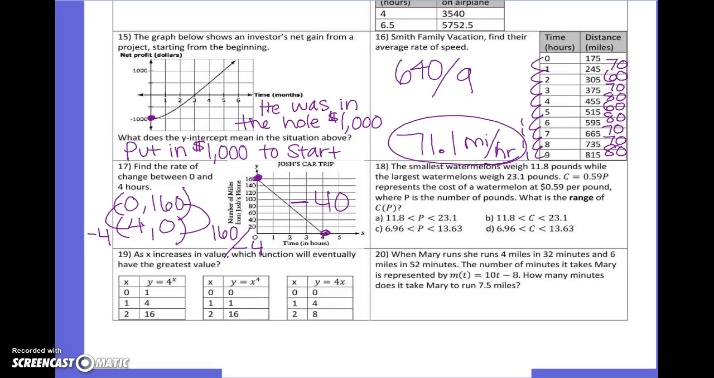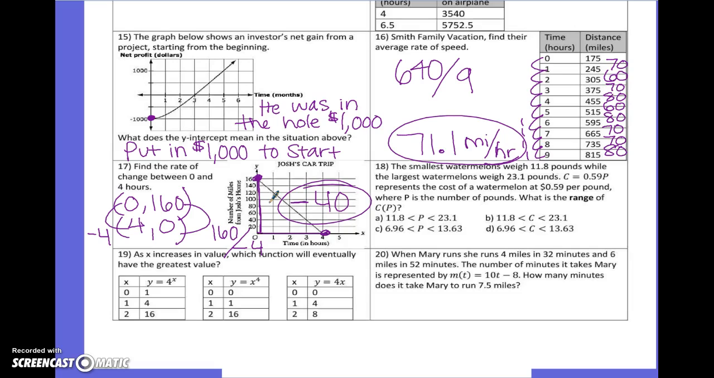Another way on number 17 to find the rate of change is you could just find the rise and run. In this case, it's going down and over, which would be down 160 over 4, which still gives you negative 40 when you're done.